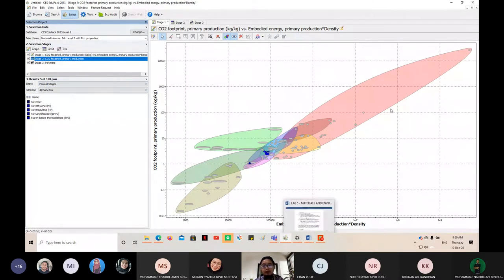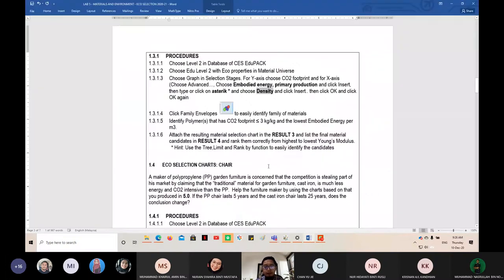So this is the chart for result 3. Okay, this here will be the chart for result 3, and the answer for result 4 will be the materials left here. So result 3 the chart, and the final material candidates in result 4.